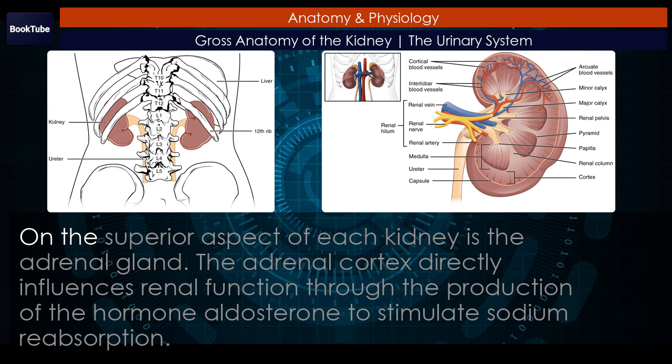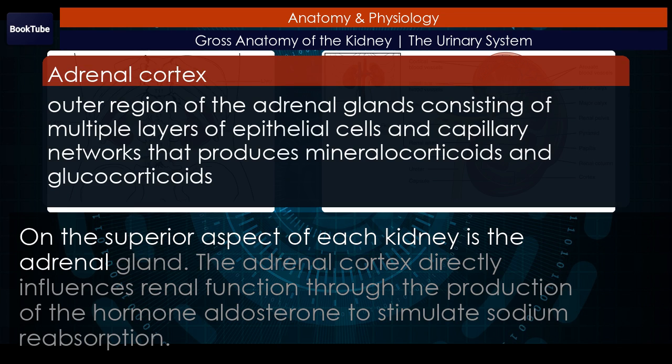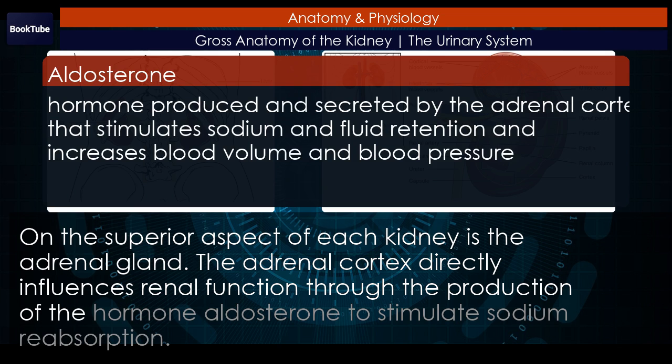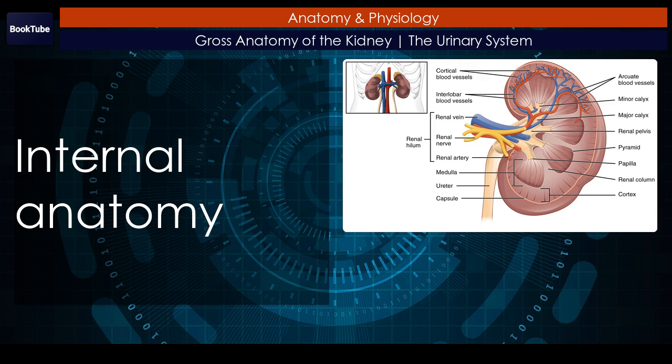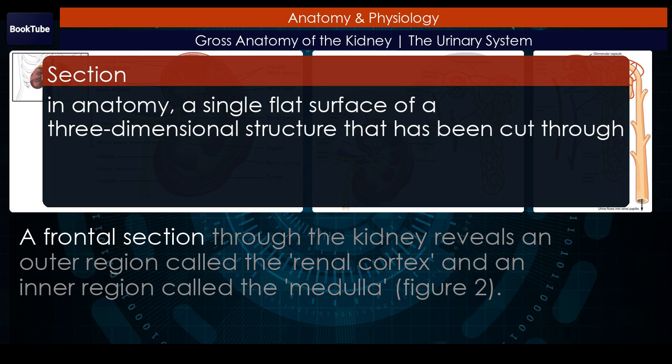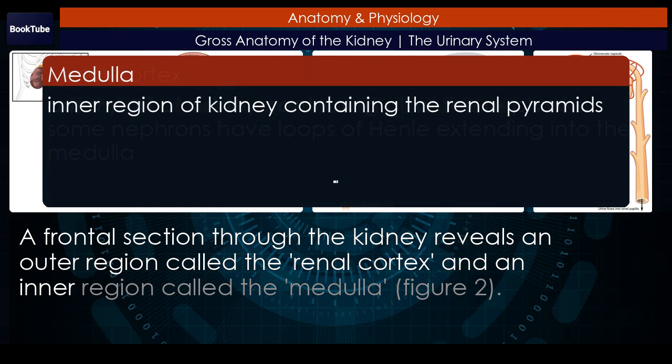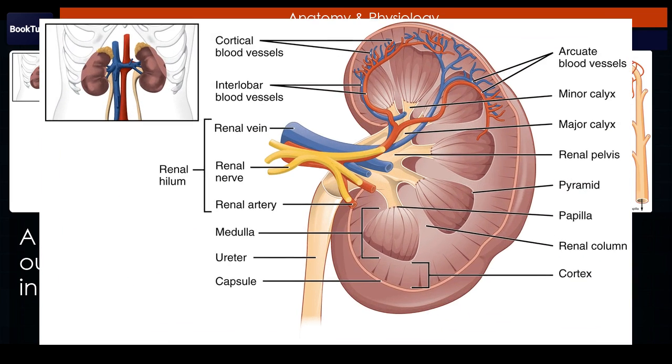On the superior aspect of each kidney is the adrenal gland. The adrenal cortex directly influences renal function through the production of the hormone aldosterone to stimulate sodium reabsorption. Internal anatomy. A frontal section through the kidney reveals an outer region called the renal cortex, and an inner region called the medulla. Figure 2.